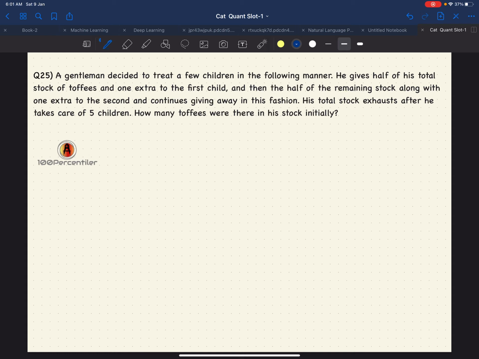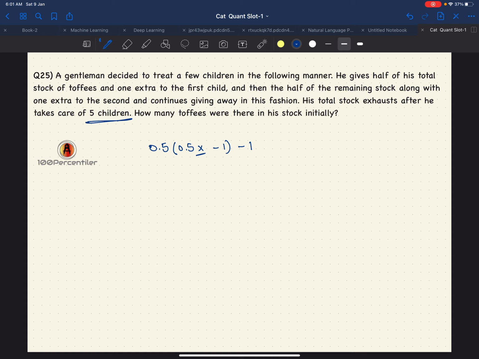Now, a gentleman decided to treat a few children in the following manner. He gives half of his total stock of toffees and one extra to the first child. So, after giving to the first child, he'll be left with 0.5 times initial X minus 1. And then half of the remaining stock along with one extra to the second. So, again 0.5 times minus 1 and so on. His total stock exhausts after he takes care of 5 children. Then how many toffees were there in the stock initially?